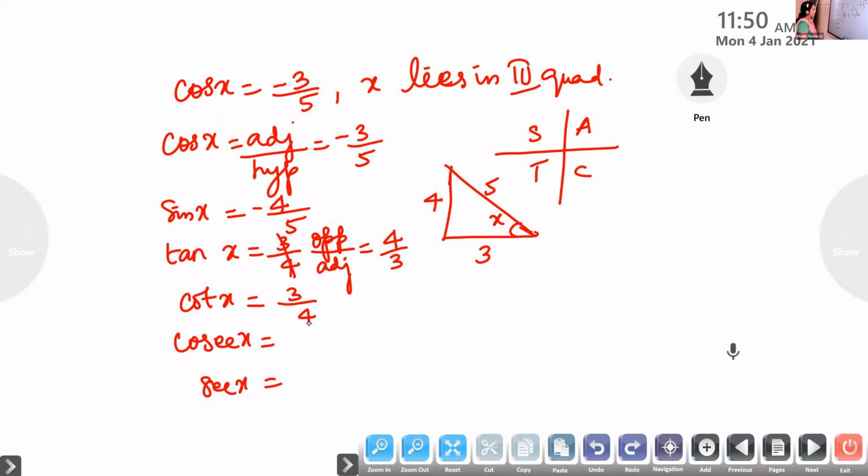Now read. Minus 5 by 4. And then sec x? Sec x is... minus 5 by 3. It is minus 5 by 3. Is it okay, children? Is it clear? How to find the other 5 trigonometric ratios? Is it okay?